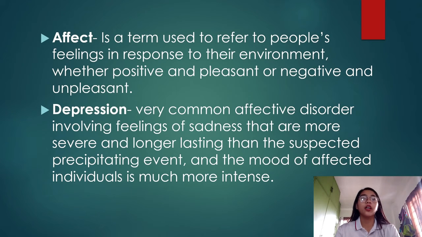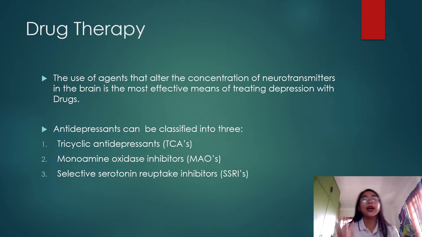Depression may also occur as a result of yet unknown causes. This condition may be a syndrome that reflects either activity or lack of activity in a number of sites in the brain, including the arousal center in the reticular activating system and limbic system, and also the basal ganglia. So, drug therapy. The use of agents that alter the concentration of neurotransmitters in the brain is the most effective means of treating depression with drugs.